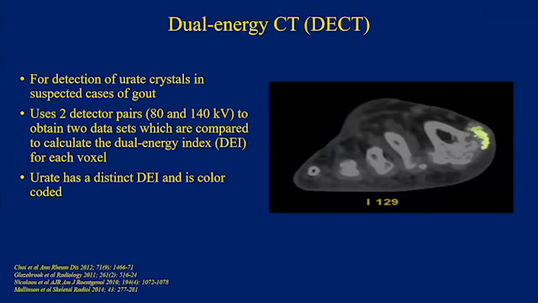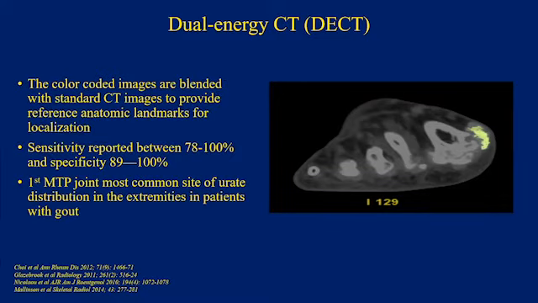Dual energy CT is something useful that we have available to us to detect subclinical gout. What we can use this for is detecting the urate crystals, and basically two sets of images are obtained. We take advantage of the fact that urate has a distinct dual energy index, and we can color code it, next slide, so we can really see these. These color coded images are blended with standard CT images to provide a reference anatomic landmark to localize these areas of abnormality, and has a very high sensitivity and specificity.